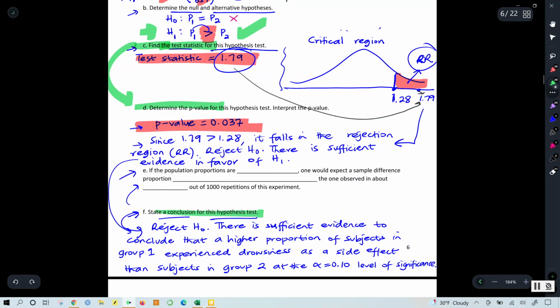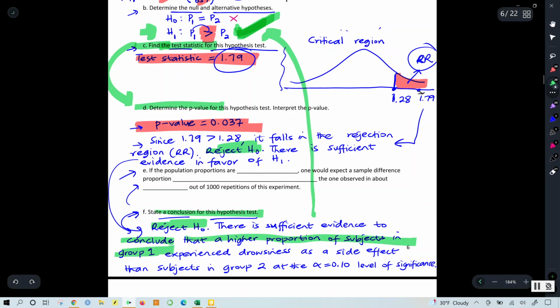The conclusion for this test is as follows. We are rejecting the null hypothesis, which means that we have sufficient evidence in favor of the alternative hypothesis that we wanted to test. And that means we can conclude that a higher proportion of subjects in group 1, represented by p1, experience drowsiness as a side effect than subjects in group 2, represented by p2, at the alpha equals 0.10 level of significance.